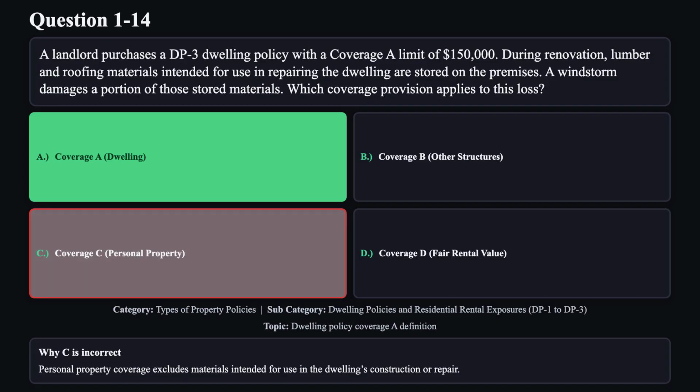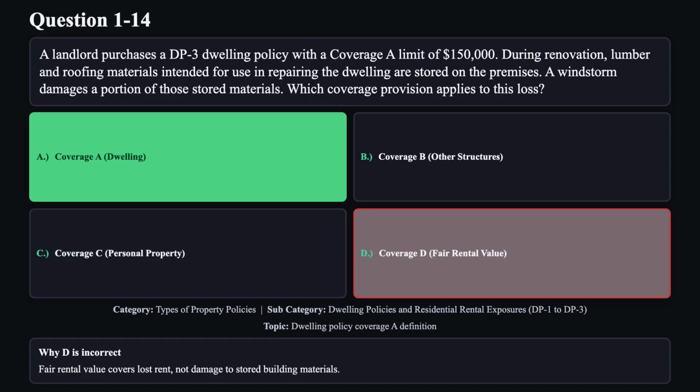Reason C is not correct. Personal property coverage excludes materials intended for use in the dwelling's construction or repair. Reason D is not correct. Fair rental value covers lost rent, not damage to stored building materials.